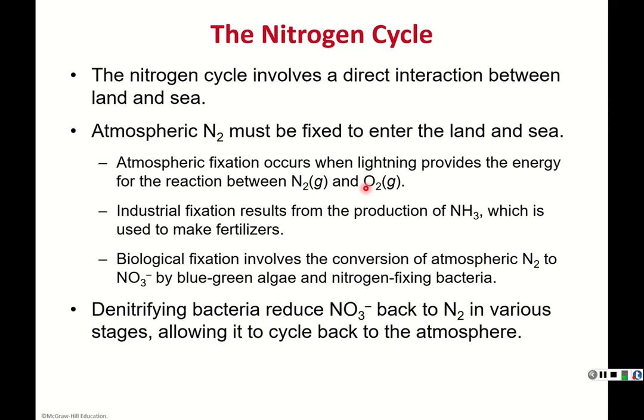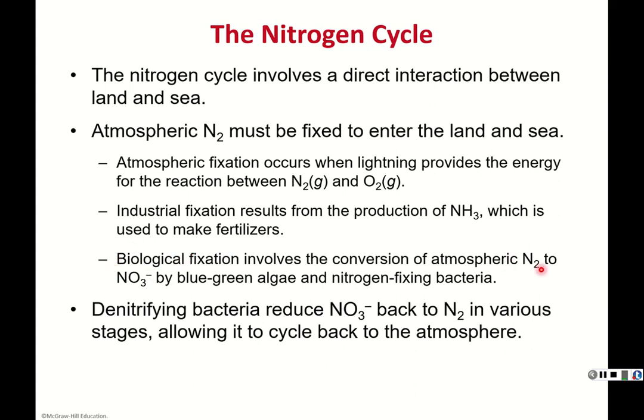The amount that's fixed that way, I would hazard to say, is probably fairly minor in the grand scheme of things. Industrial fixation, we talked about that, producing ammonia. That's one of the ways that it's industrially fixed, and that's primarily to make fertilizers. And there's also probably the most important way, at least for us, which is biological fixation.